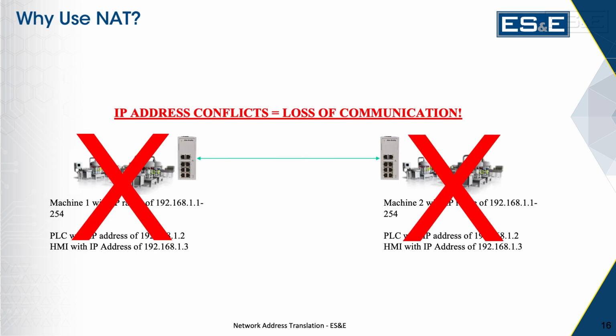For a good example here, if you've got a machine one with IP range of 192.168.1.1 through 254, you've got a PLC at 1.2 and an HMI with an address of 1.3. Here's another one. What happens if I actually connect those two? You're going to get IP conflicts. You're going to cause major issues at that point.